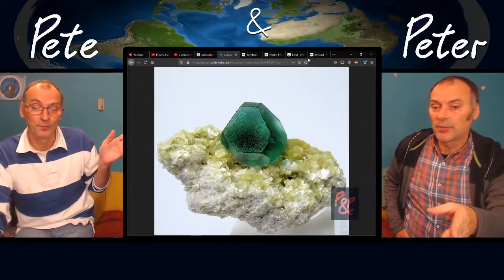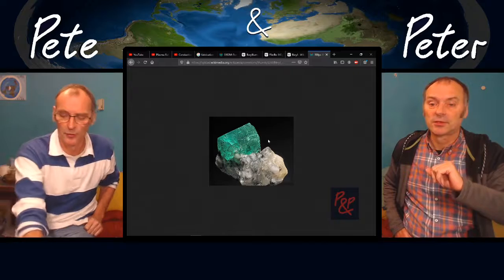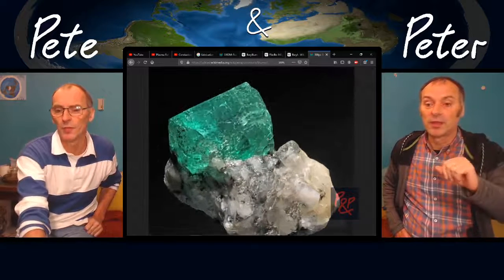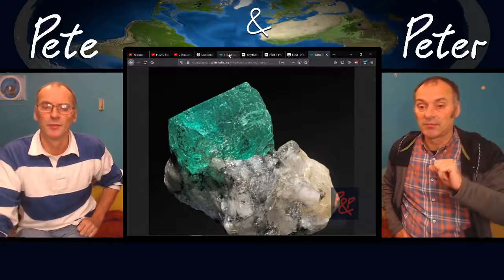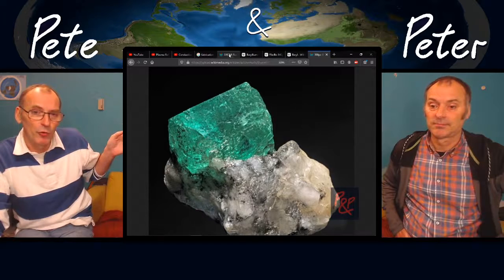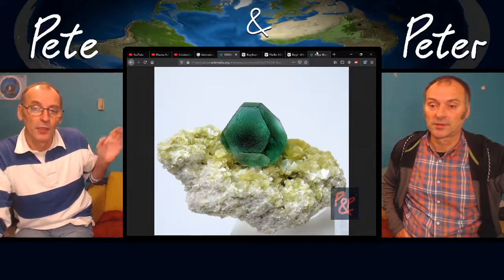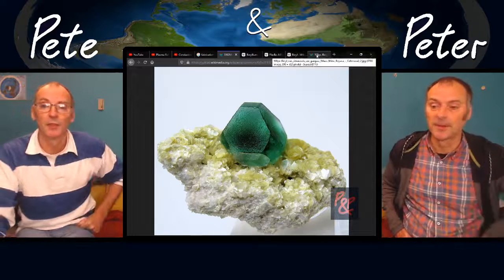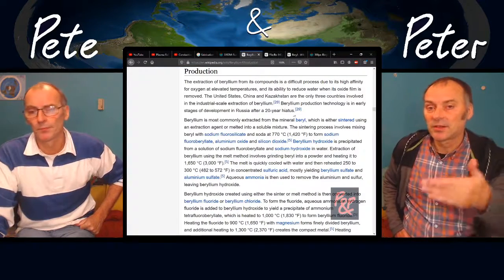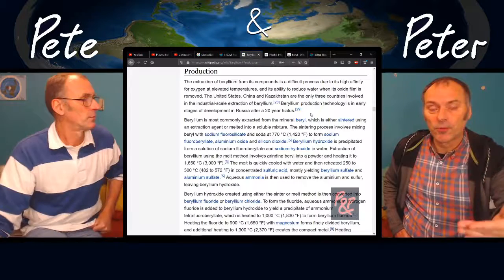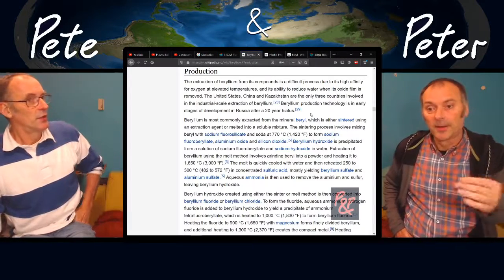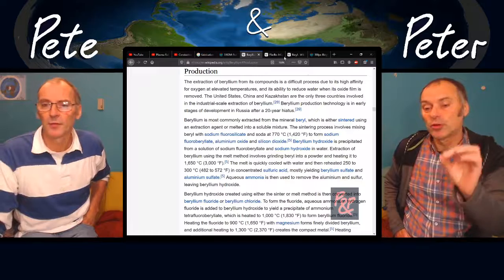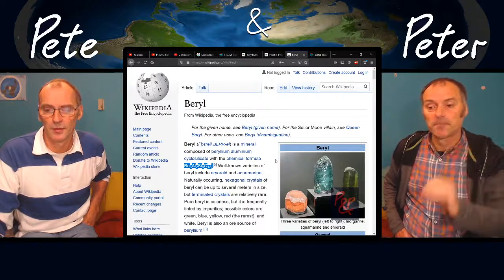With an emerald, they say that it gets its colour from trace amounts of chromium and sometimes vanadium. So this one's beryllium, this is emerald, and this is fluorite. Notice the differences, or the similarities, I should say. We would disagree that the colour of emerald comes from chromium. We would say that it's more the fluorite.